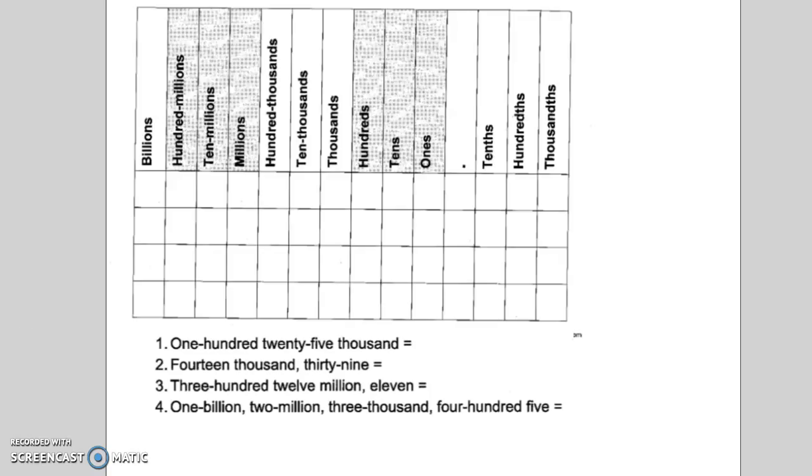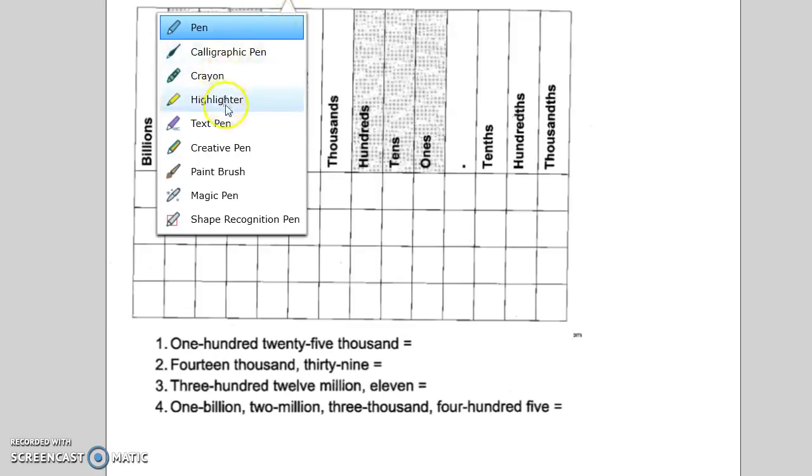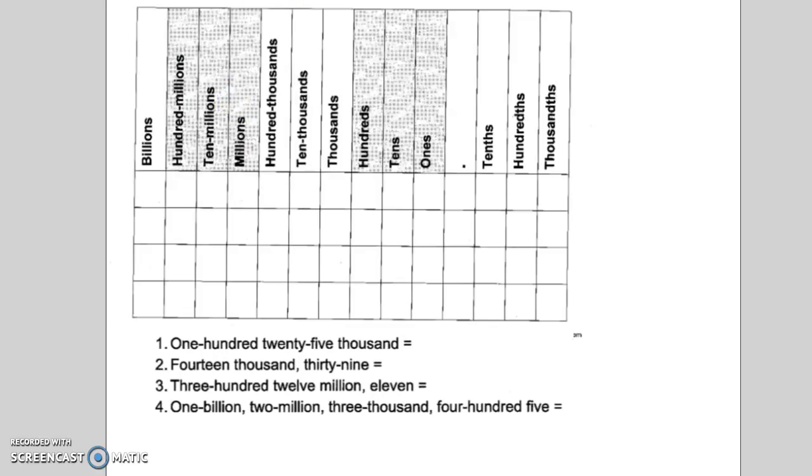First, I want to talk about the periods in our place value chart. A period is a group of 3 place values that are essentially grouped together. So I'm going to start with green. I'm going to mark the first period of our place value chart in green. That would be the ones, tens, and hundreds column.